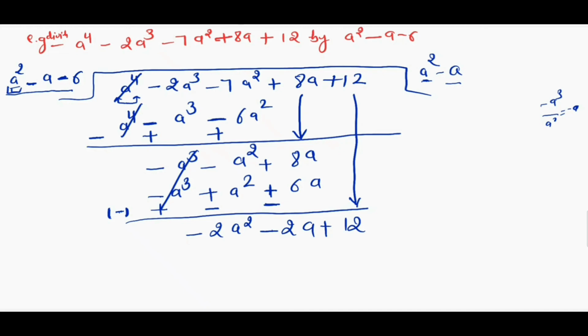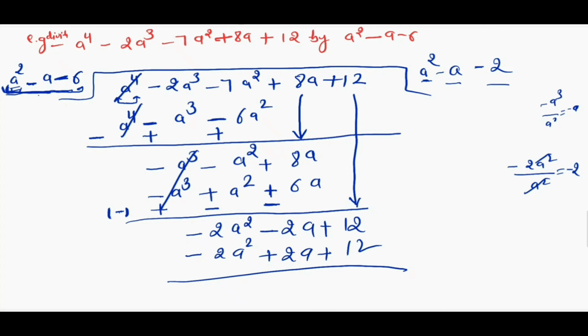So again I have to divide negative 2a with this a square. So I will get negative 2. I'll write here. Now I have to multiply all the terms of this divisor with negative 2. First term a square times negative 2, I will get negative 2a square. Negative a multiply by negative 2, I will get plus 2a. Negative 6 multiply by negative 2, I will get plus 12.